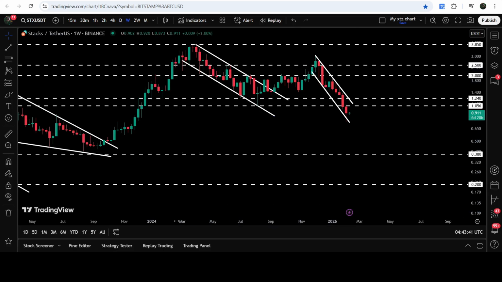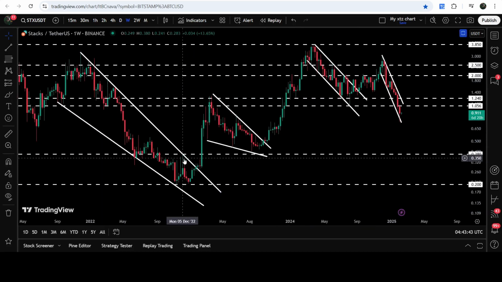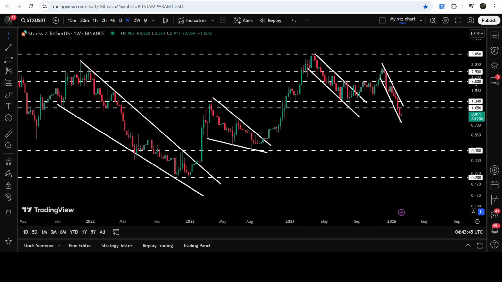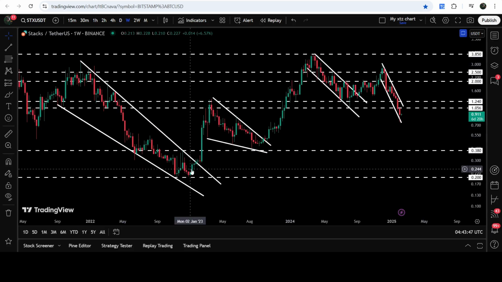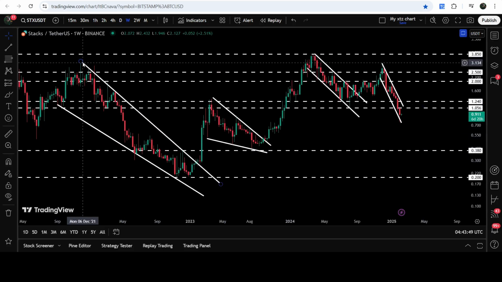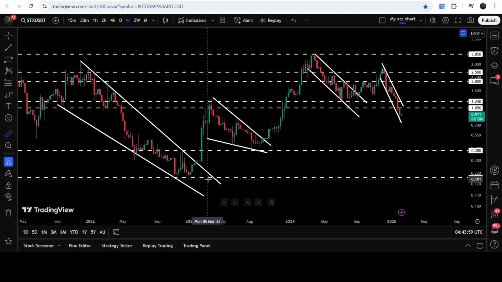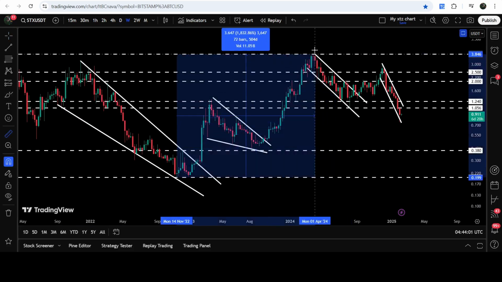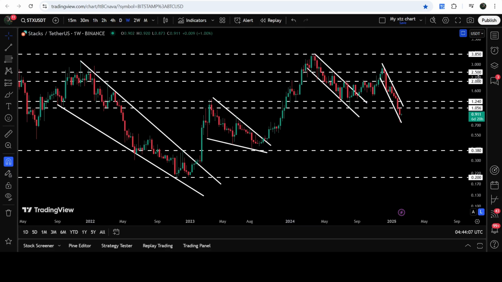Now, if we take a look at the previous rally that began here after the breakout from this wedge, by the way, I have been showing you this wedge even before the breakout, and I was telling you that after the breakout, the target will be here at the top of the wedge, somewhere between $3.30 to $3.50. And you can see that the price had rallied beyond that target. And this was a very powerful rally, by the way, from this low to here. So far, it has rallied more than 1,832%, but found a very strong resistance here at $3.85.